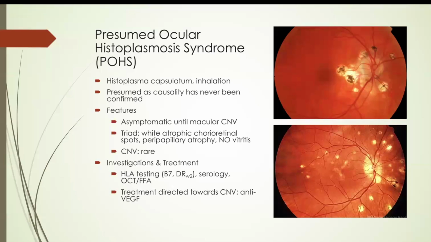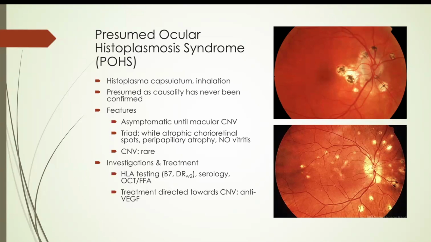A final point on presumed ocular histoplasmosis syndrome. I won't go into the white dot syndromes today; I'll do another session looking at the different white dot syndromes. But POHS is sometimes grouped with your white dot syndromes because you get these white dots in the back of the eye. It's from histoplasma. Usually it's an inhaled disease, and it's presumed because the causality has never been proven, but I think up to 90% of patients with this picture test positive with skin testing.